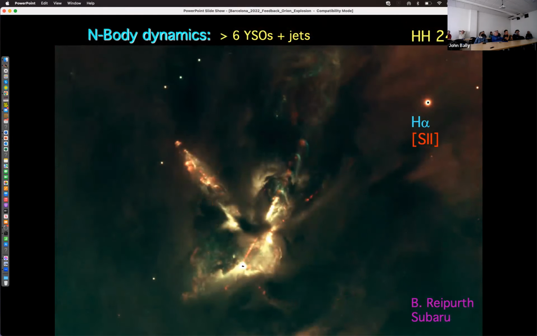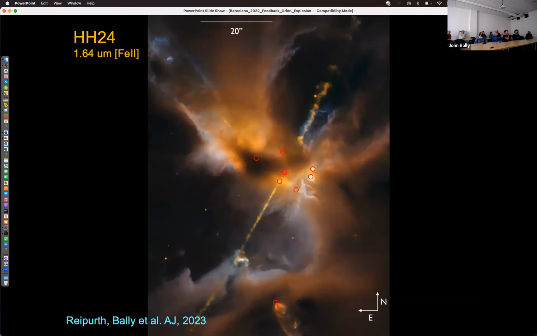So this is a zoom in with the Subaru. You can see now in Sulfur 2 a jet, a counterjet. In green you see H alpha. There's another jet here, a third jet here. Here's an HST view of Iron 2. This is the view of the collimated jet. It hits a cloud, gets deflected. The jet proper motions are 250 kilometers per second.